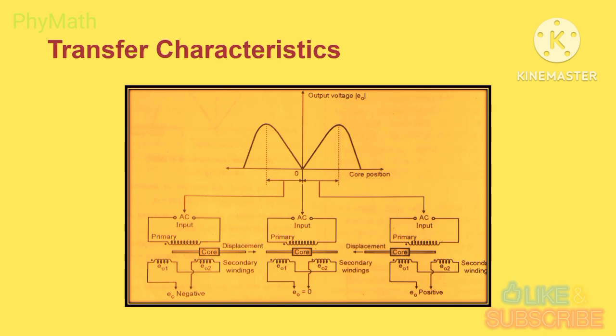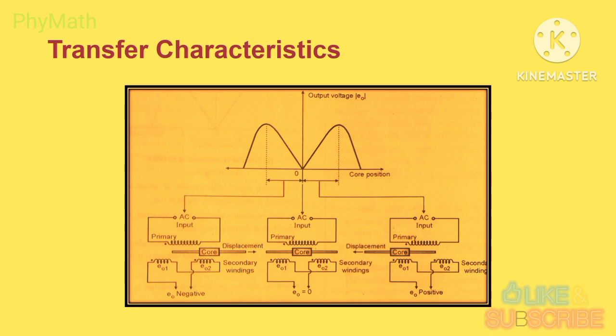Now, transfer characteristics. The transfer characteristics is a graph of the core position versus the output voltage, that is EO. If you see the first position, when the core is at secondary winding 2, meaning the position of the core is at right, then the output voltage EO is negative.